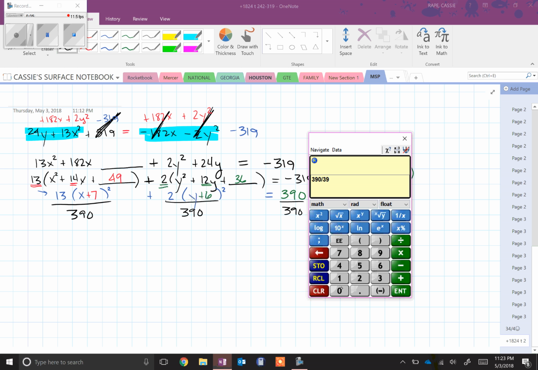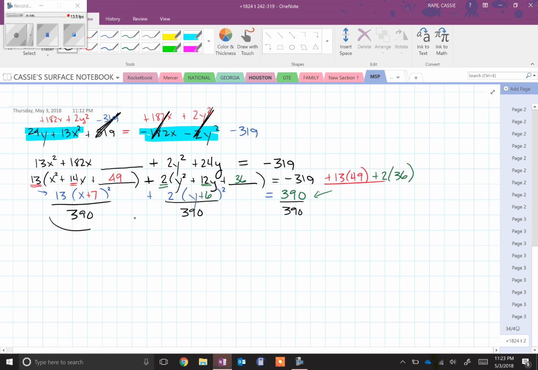390 divided by 13, and it's going to be 30. So this part right here, if you divide 13 out of that, you get 1. Divide 13 out of that, you get 30. So the left hand, or the x part here, becomes x plus 7 quantity squared over 30.